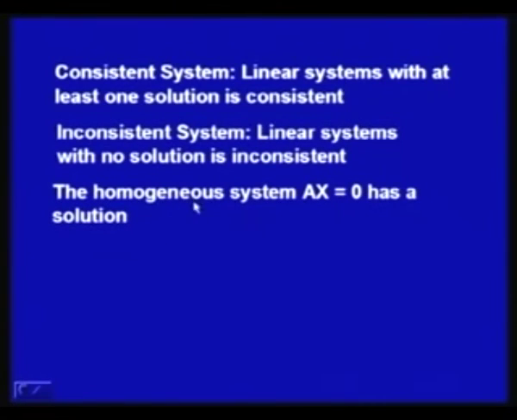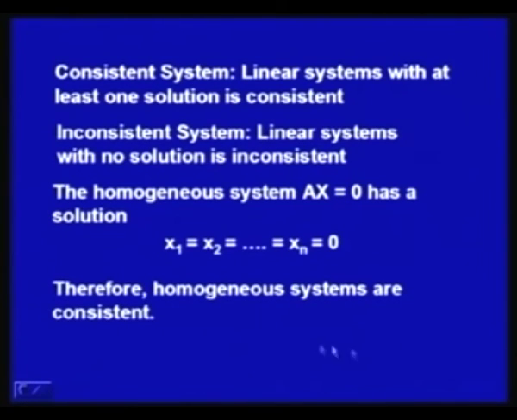Now, if you have a homogeneous system where the right hand side has 0, then it will always have a solution, because x is equal to 0 is a solution of this equation. x is equal to 0 means all its components are 0. So, whatever be the matrix A, Ax will be 0 in this case. So, this system will always have a solution, and that solution is the 0 solution. It may have other solutions, but it has the 0 solution, and this system will always be consistent. So, x1, x2, xn equal to 0 will be a solution for this. Therefore, we say that homogeneous systems are consistent.